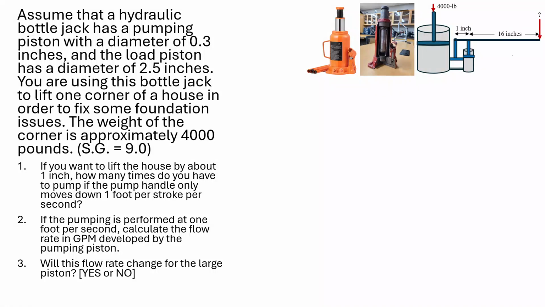Application of continuity law. So basically the flow rate is constant. So flow rate in the bottle jack example we've been working on is basically whatever you develop in the small piston, the same amount of liquid will go into the large piston. So the small piston total flow rate will be the exact same as the large piston flow rate. However, the total volume displaced will also be the same.